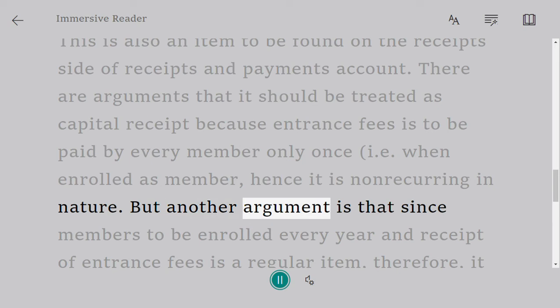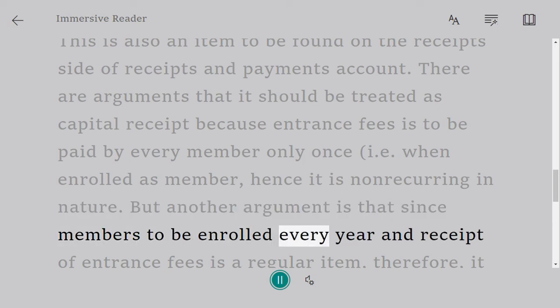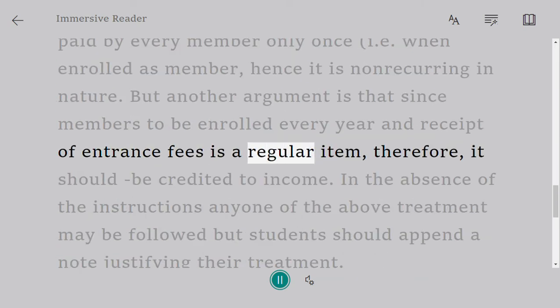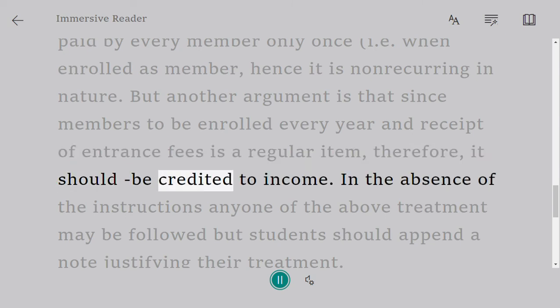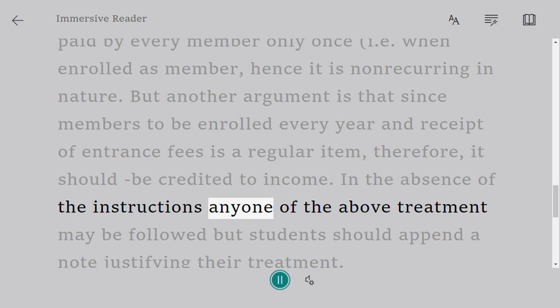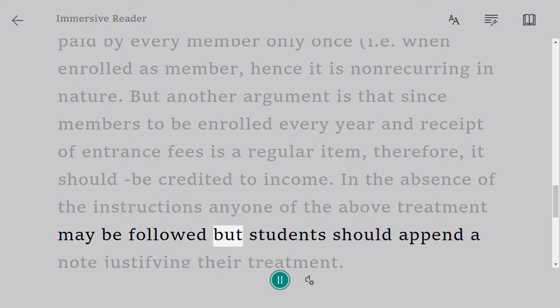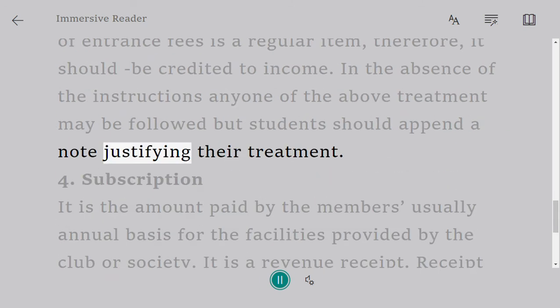But another argument is that since members are enrolled every year and receipt of entrance fees is a regular item, therefore, it should be credited to income. In the absence of instructions, any one of the above treatments may be followed, but students should append a note justifying their treatment.